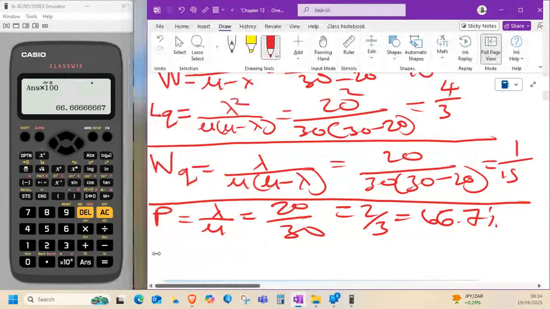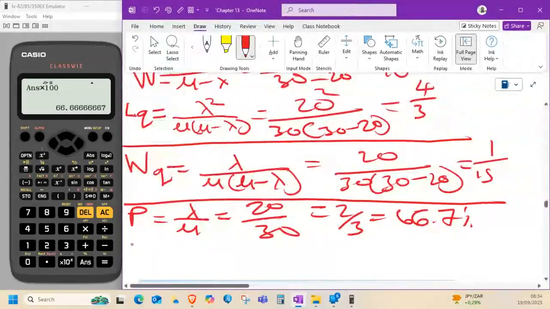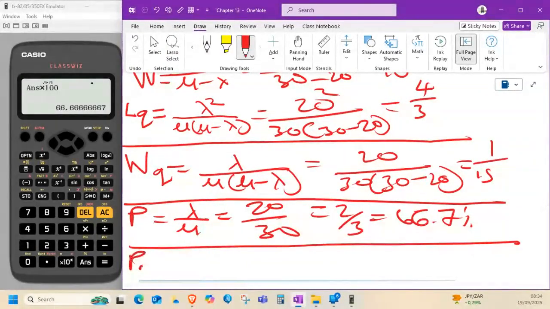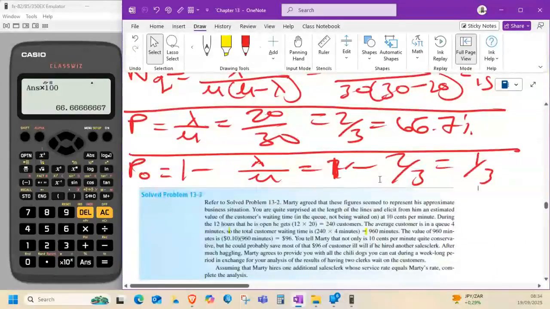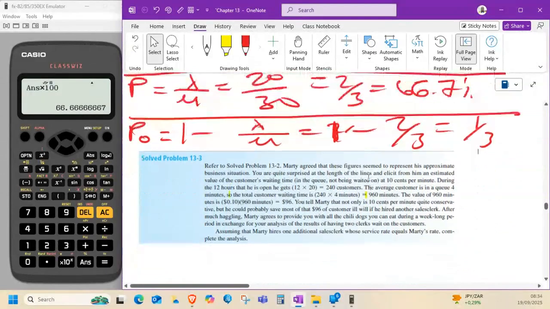66.7%. So it depends on how they are asking this question. Then P0, the probability that there won't be any product in the system or customer, is going to be 1 minus 2/3. Then that becomes 1/3. Okay, that becomes 1/3.